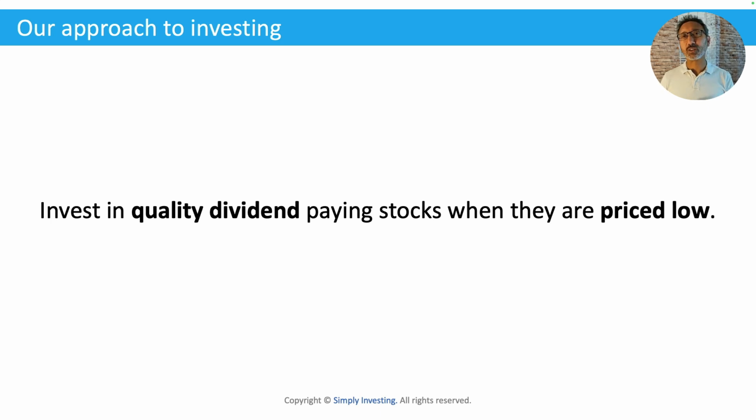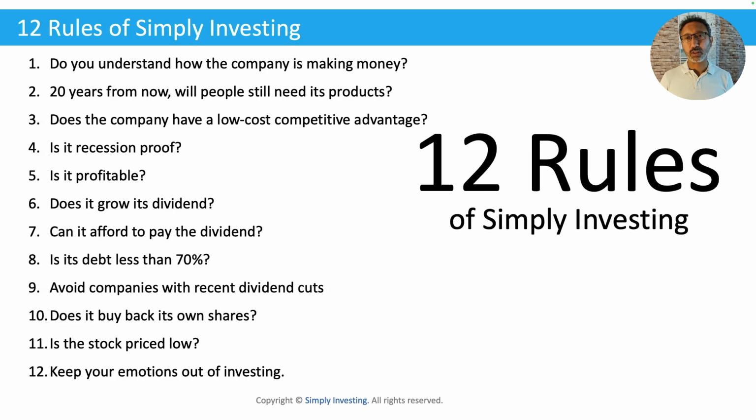So how do you know when you're looking at a stock anywhere in the world if it's a quality stock, so not just any stock, but a quality stock, and that it's priced low? For that, I've created what I call the 12 rules of simply investing. You can see them up on the screen here. This is your checklist. You want to make sure that a company passes all of the 12 rules before you invest in it. And remember, in this episode, we talked about making sure that you increase your margin of safety. And dividends will help you with that.